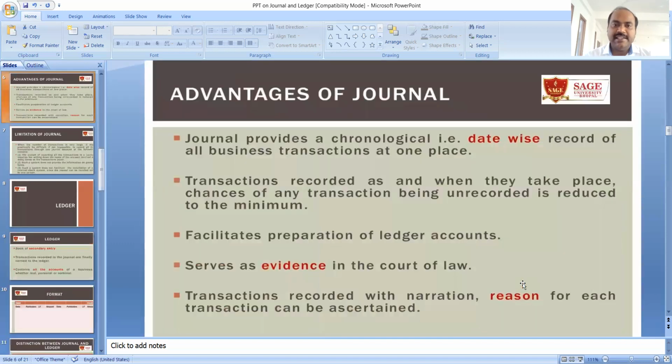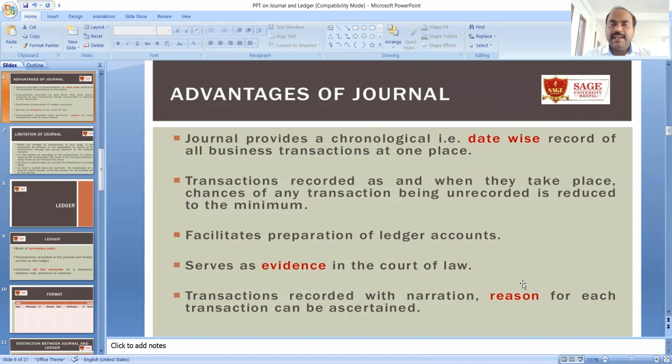Next, let us see the advantages of journal. Journal provides a chronological, that is a date-wise, record of all business transactions at one place. Transactions are recorded as and when they take place, and the chances of any transaction being unrecorded are reduced to the minimum because we enter the transactions in the day book as and when they occur. It also facilitates preparation of ledger accounts because this is the prime book of accounts.